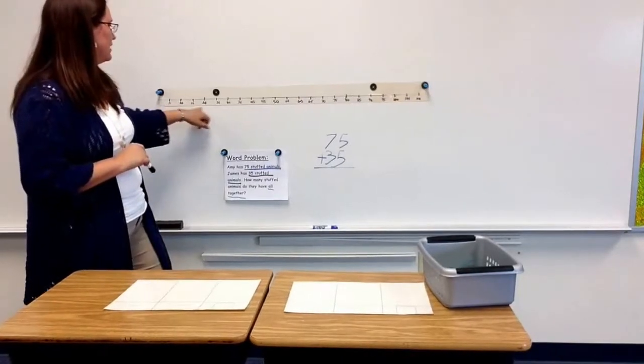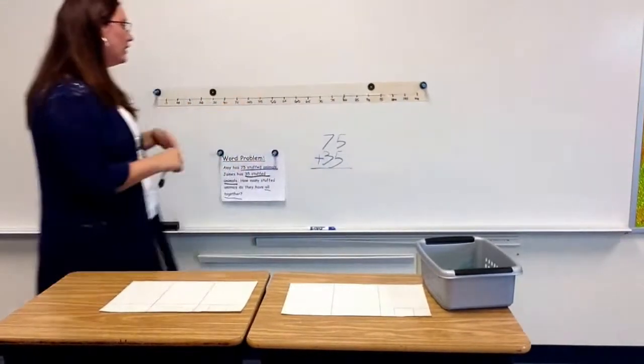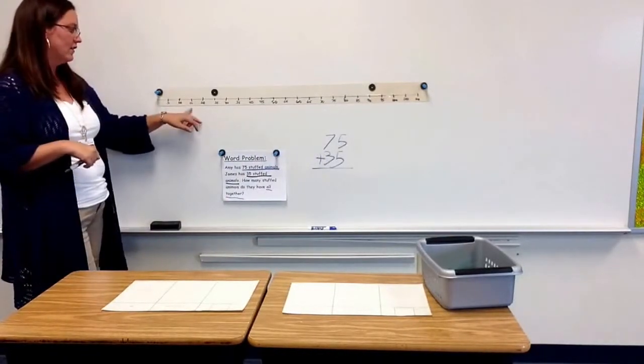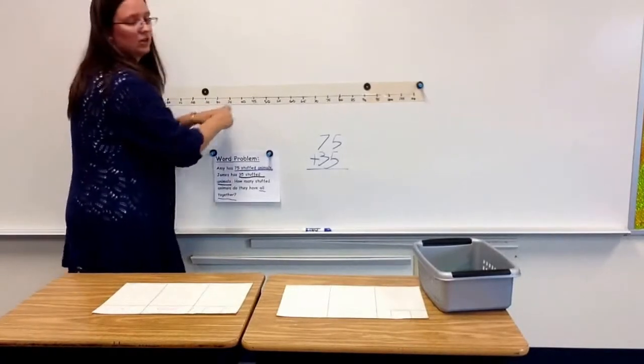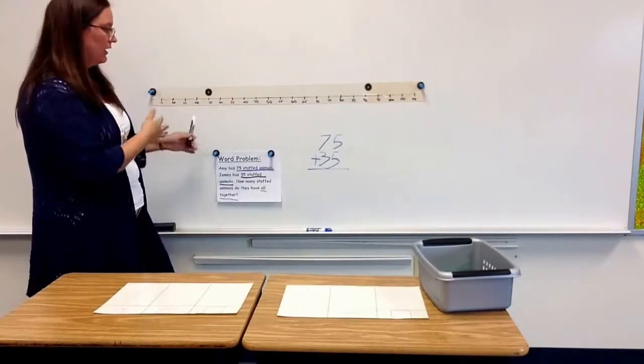So I start at 10, 20, 30, 40, 50, and so on. And then here we go, 5. And then we've got the 10, so 15. We've got the 20, so 25. 30, so 35. That's how this number line works.